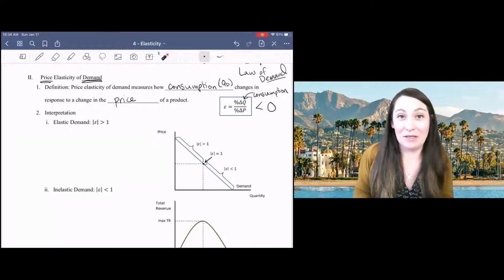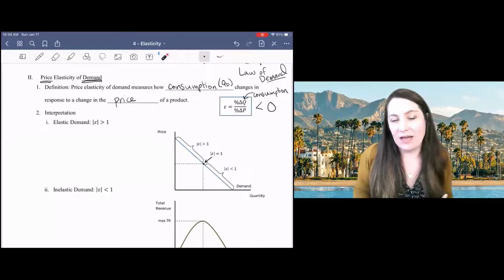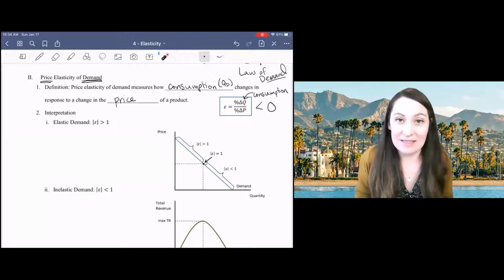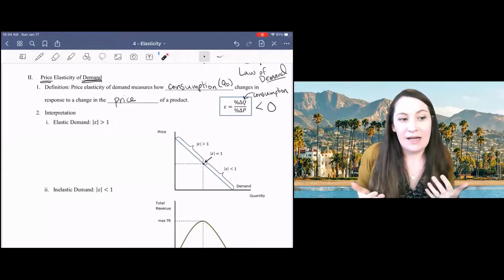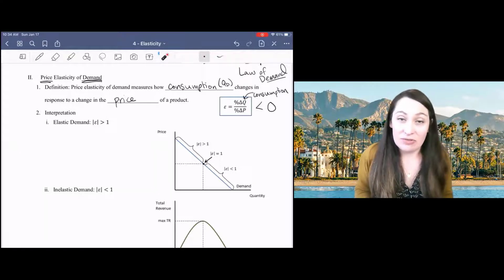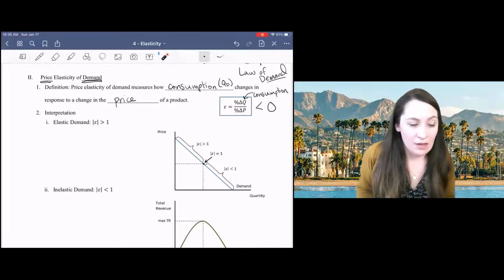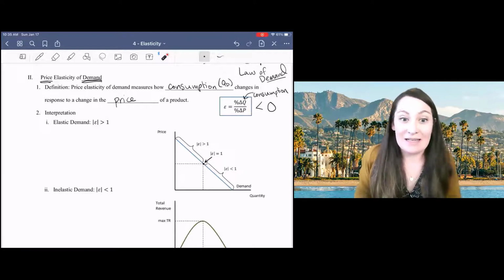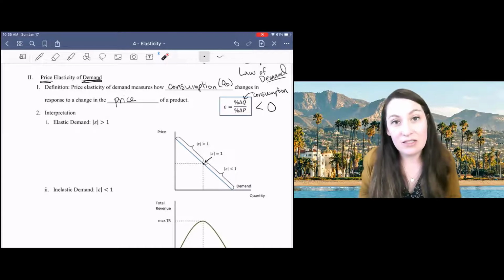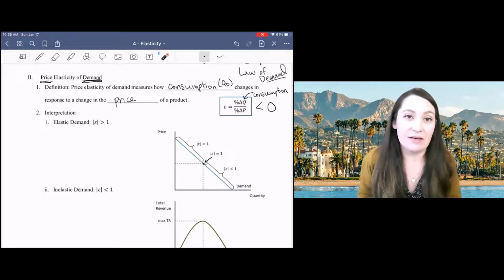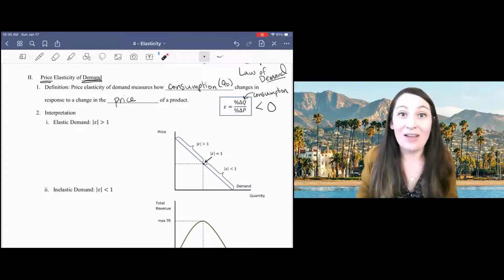Before we get to the calculation piece, let's spend a little bit more time talking about the interpretation of the price elasticity of demand. Recall that we're focused primarily on the magnitude of elasticity, since it will always be negative. So what does it mean for elasticity to be larger in magnitude than 1? Well, we call this elastic demand because consumers, fairly flexible in their consumption choices, will change the quantity they purchase a lot relative to the change in price.